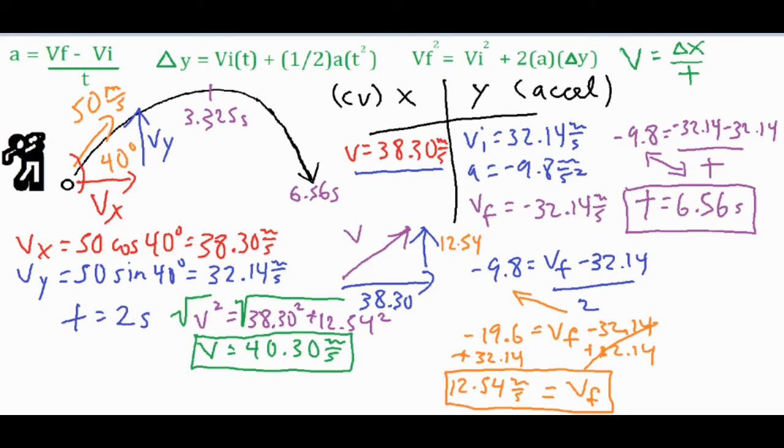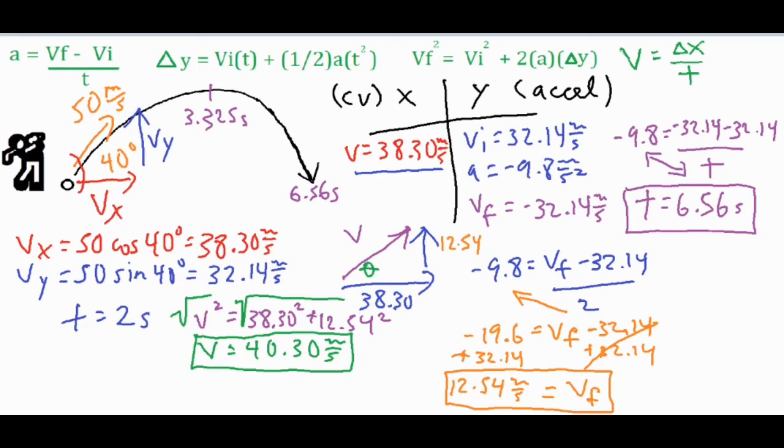All right, so using the Pythagorean theorem, a squared plus b squared equals c squared, which is basically just adding up the square of each portion of our triangle and then square rooting it, we have an overall velocity of 40.30 meters per second. And what we can do in addition to that is we can also find the angle theta.